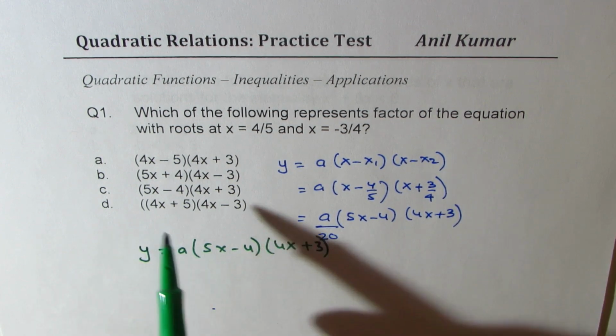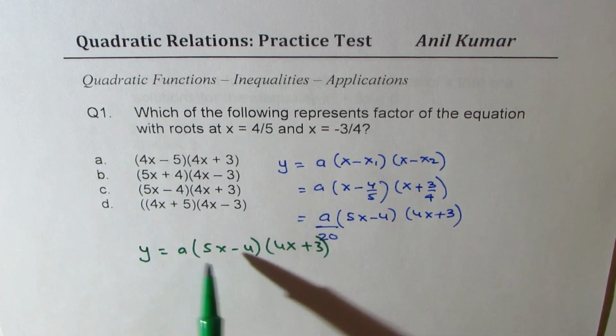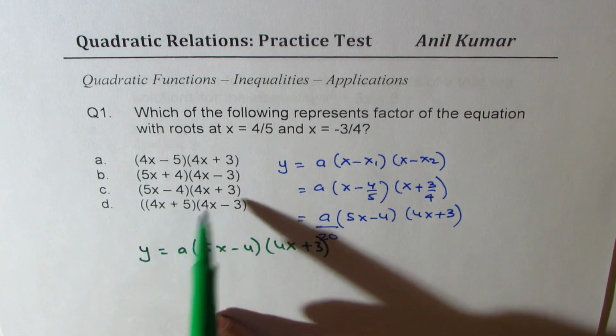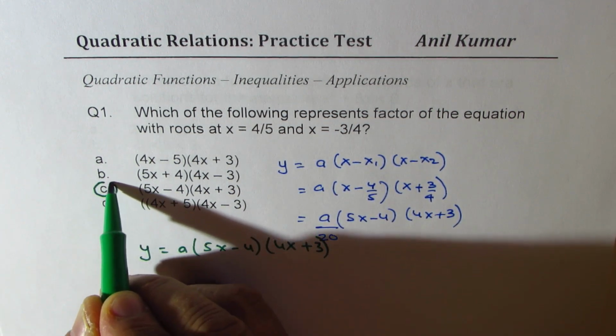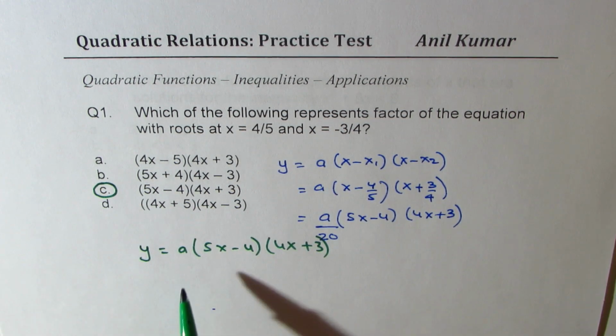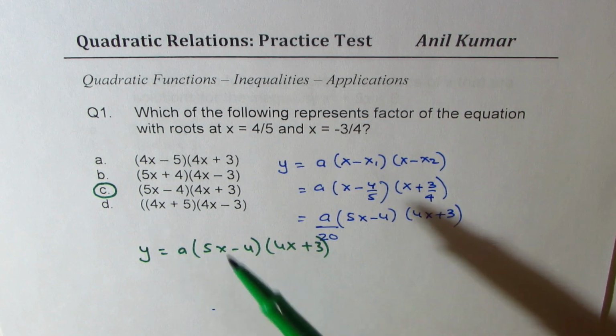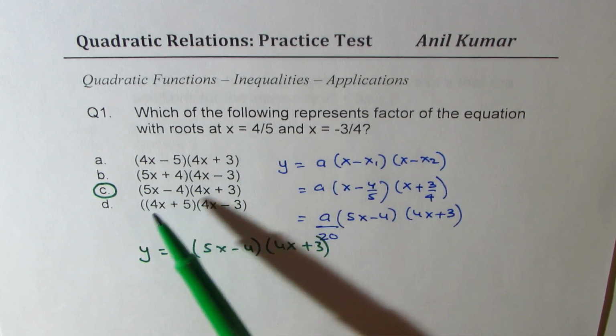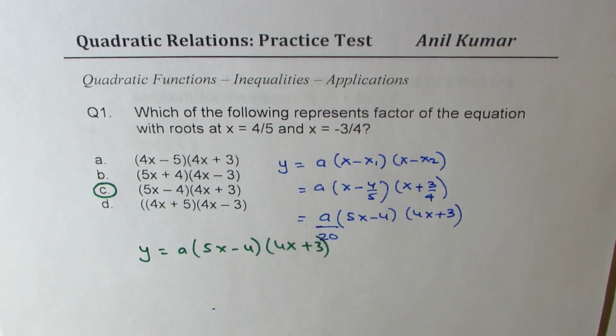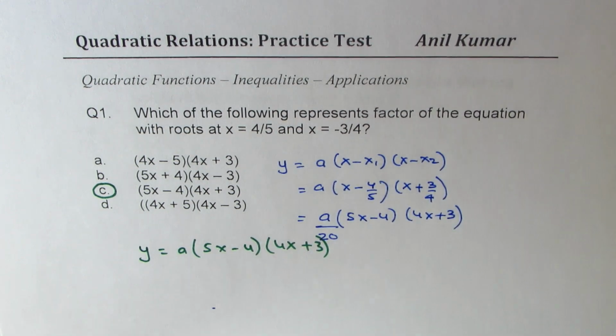Now the question here is, with 4 options, we see that 5x minus 4 and 4x plus 3 is a common factor. So that becomes the solution. Now a could have any value, correct? That is important to understand. So this was only to give you a background. Normally if you have the roots, this is a straightforward question which should be answered in a few seconds, right?